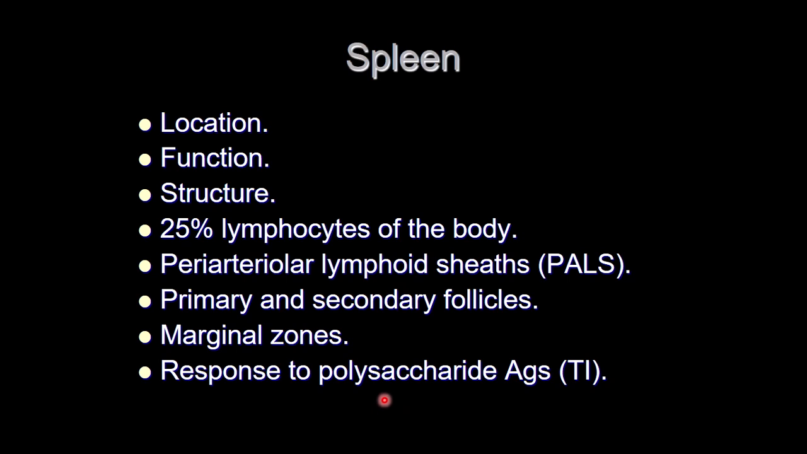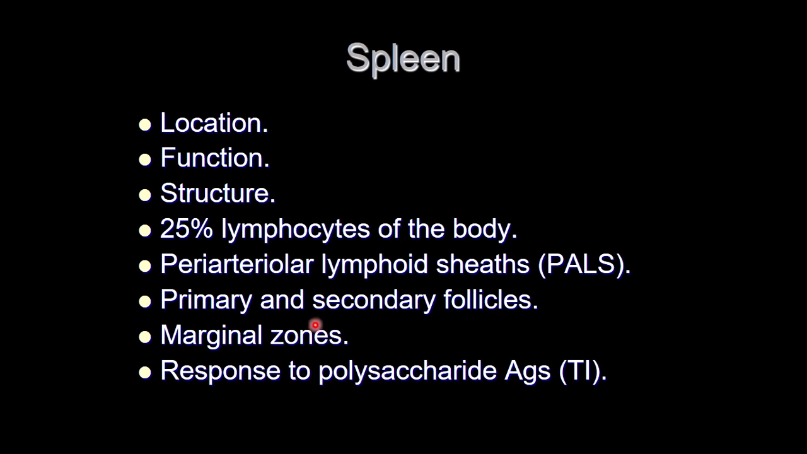Here, if the spleen is exposed to different types of antigens, it gets enlarged. For example, what's going to happen if it gets exposed to polysaccharide antigens, which we call thymus independent antigens? Sometimes they respond to those, or to what we call thymus dependent areas, where they require the help of the lymphocyte.